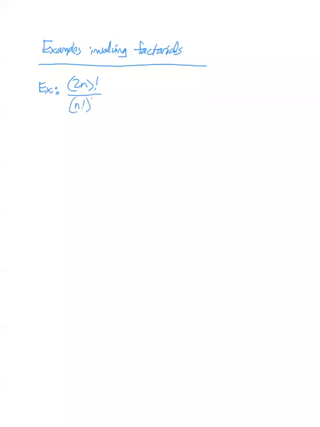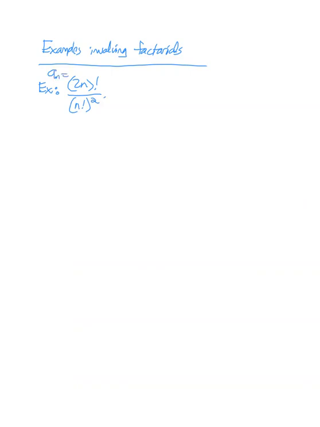So another advanced kind of limit is anything involving factorials. So as it turns out, let's consider this problem: 2n factorial divided by n factorial squared. So this is our a_n.